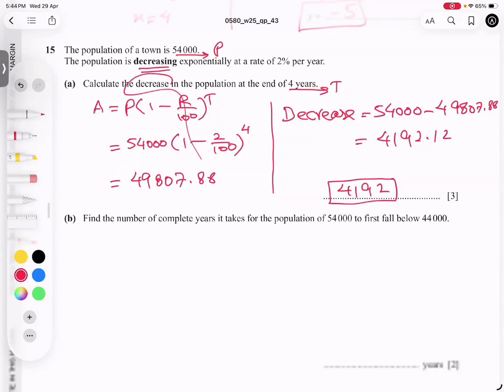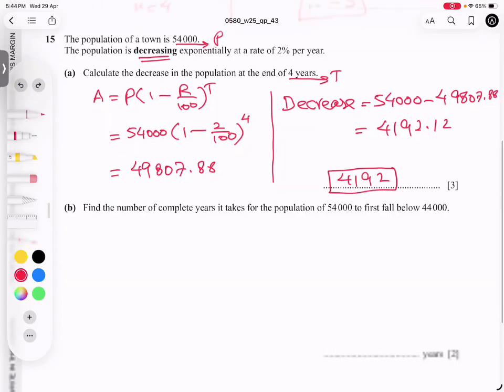He said, how much decrease? I think the point is clear. Okay, anyway, no problem. This is okay. Let's go to the next part.